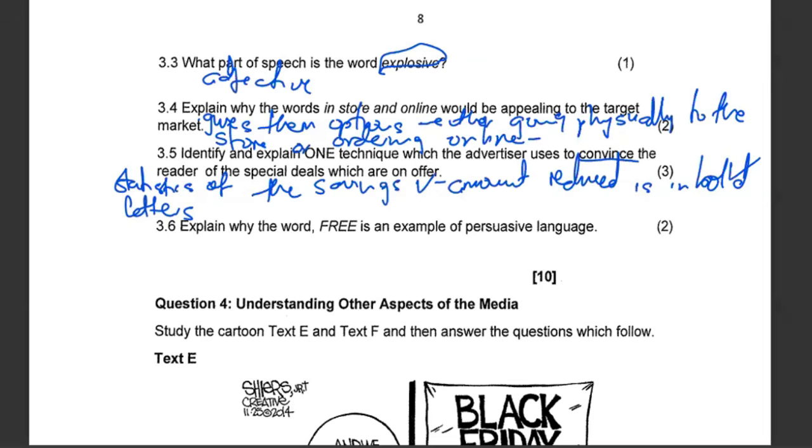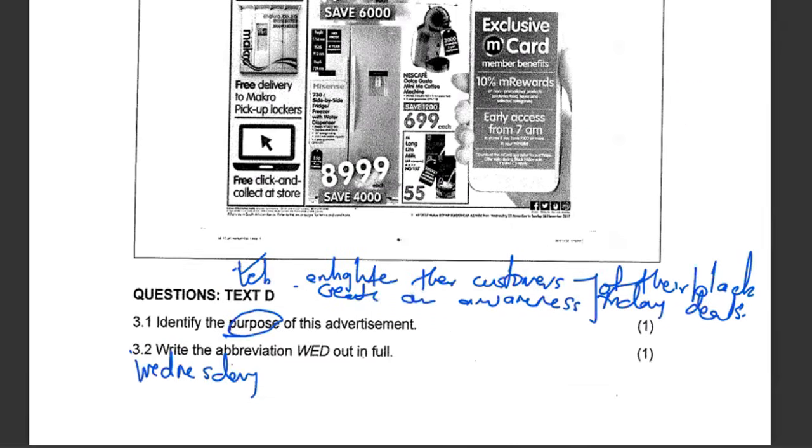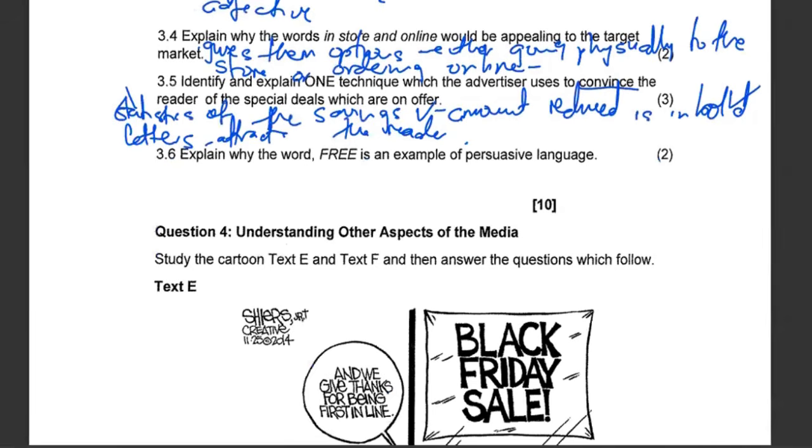When it's in bold, it means what does it do? Attracts the reader immediately. I believe the statistics are going to give the consumer an impression that they've saved a large amount of money. If something is originally 8,000, but it goes to 4,000, it means there's a large saving that is being implied. The keyword is implied.